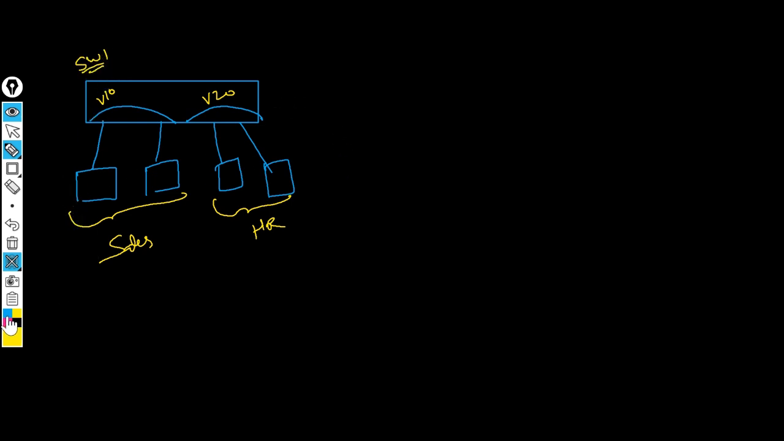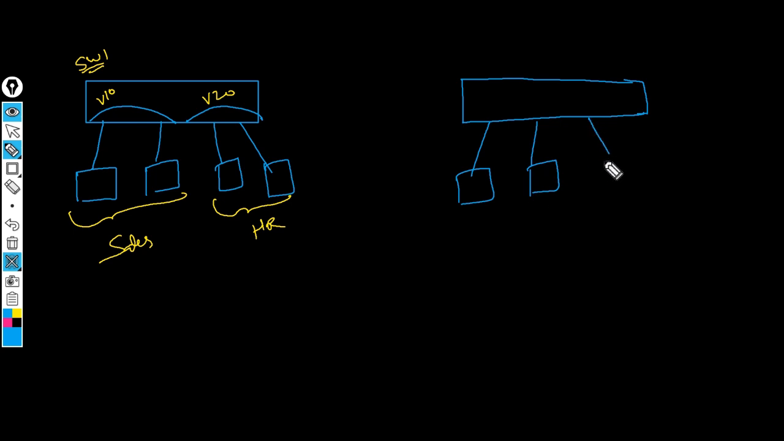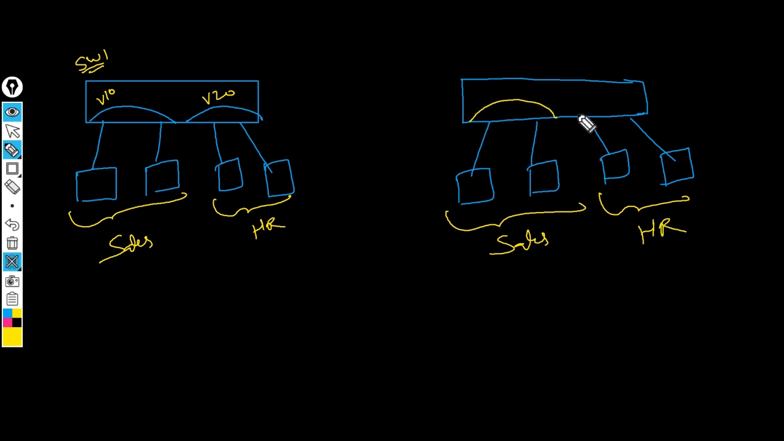Say, for example, we have one more switch, and in this switch also we have a couple of PCs. Consider it's common. Let's say this belongs to your sales and this belongs to your HR, like VLAN 10 and VLAN 20, and this is in switch 2. Now the major point is we'll be using trunking or the trunking encapsulation protocol to have the communications from one switch to another switch.